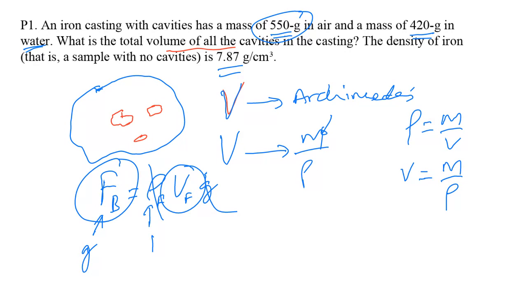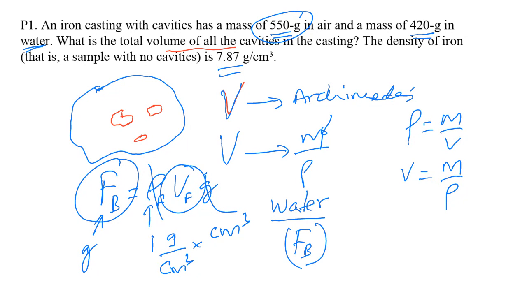Unit-wise they will match up, because the density of water is 1 gram per centimeter cube, so the volume should be in centimeter cube. But number-wise, the buoyant force in grams is going to be equal to the volume in centimeter cube. That is if you do this in water, of course. Let me make a note of that: if the Archimedes buoyancy experiment is done in water, then the buoyant force in grams is equal to the volume of the object in centimeter cube. That's the good thing about that.